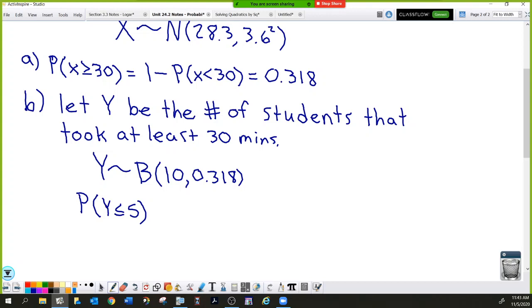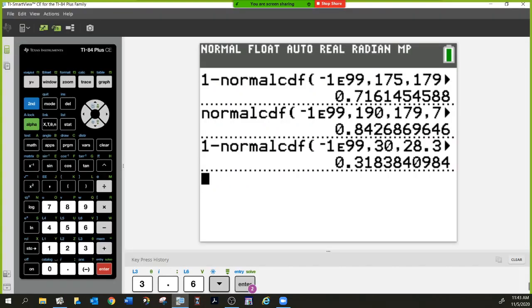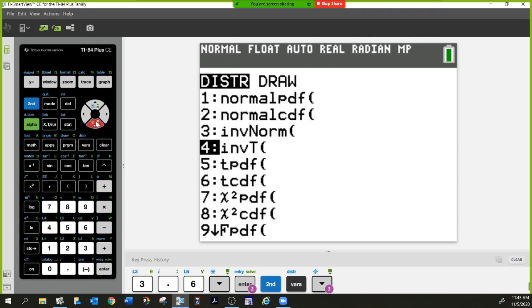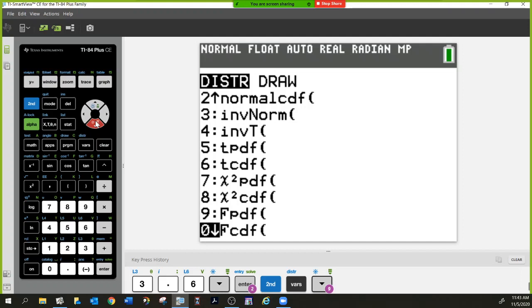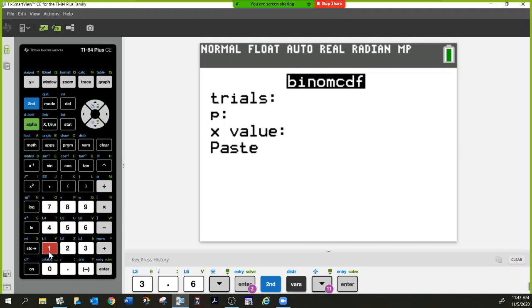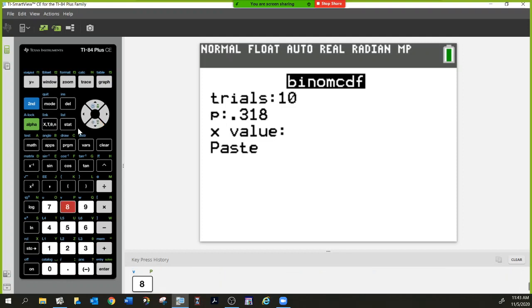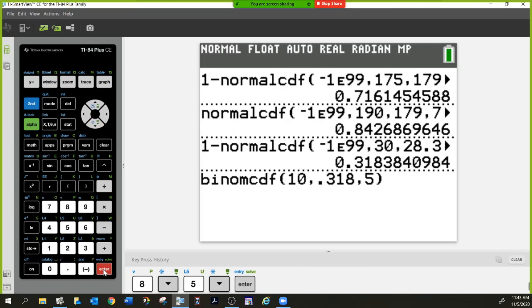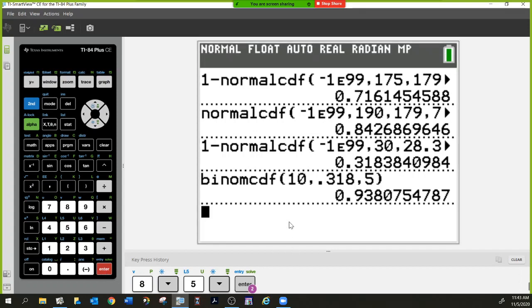Binomial CDFs go left. Less than means go left. So we go to our calculator, second, vars, and scroll all the way down to binomcdf because we're adding up 0 through 5. The number of trials is 10. The probability of success is the probability a student took at least 30 minutes, 0.318. And the x value we're looking for is 5 or less. 0.938. Wow. That is a lot.